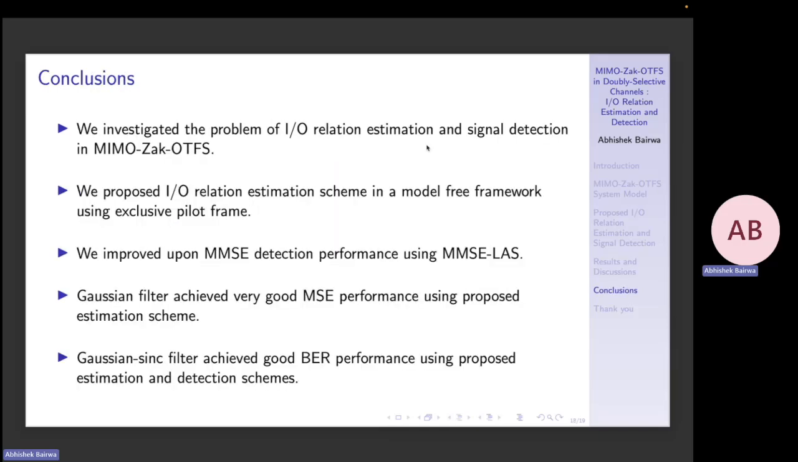Some conclusions. We investigated the problem of IO relation estimation and signal detection in MIMO Zak-OTFS. We proposed an IO relation estimation scheme using an exclusive pilot frame. We improved upon MMSE detection performance using MMSE-LESS. The Gaussian filter achieved very good MSE performance using the proposed estimation scheme. The Gaussian-sinc filter achieved good BER performance using the proposed estimation and detection schemes.